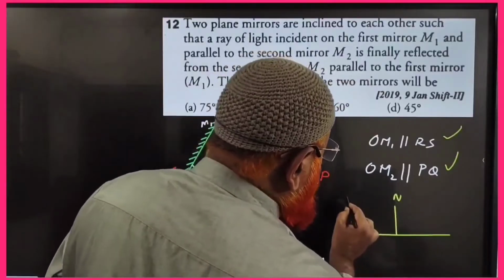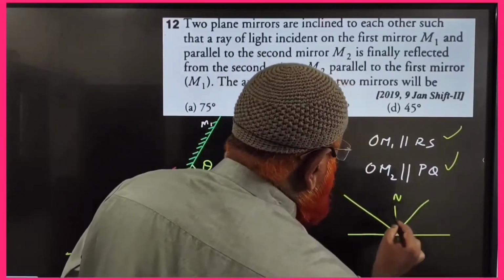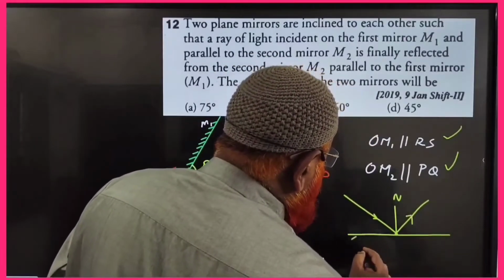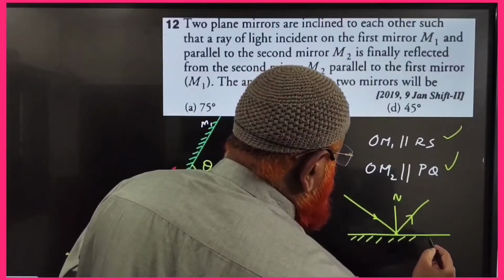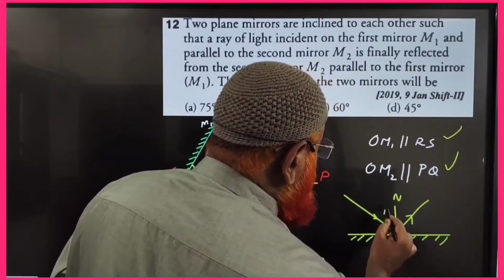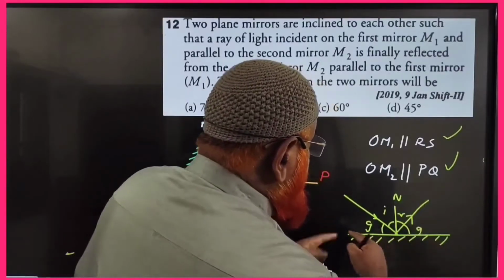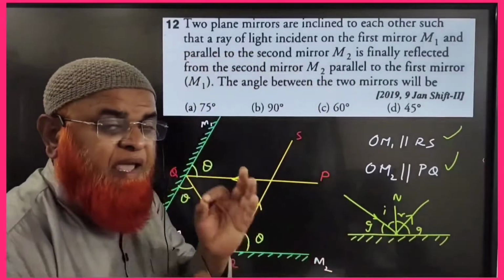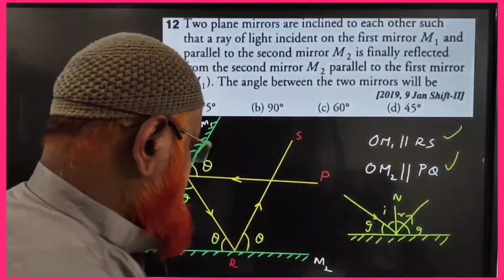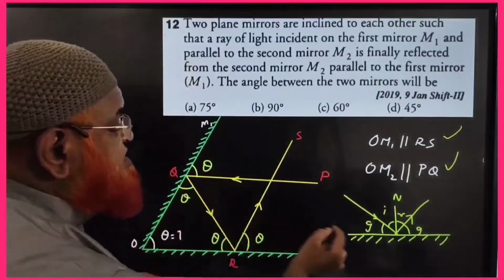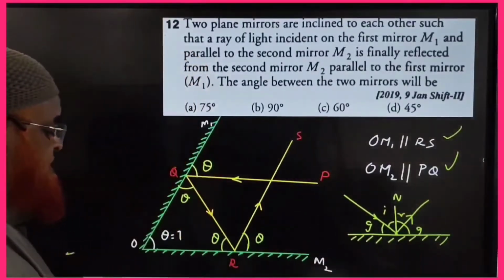If this is the normal, a light ray enters, strikes and reflects back like this, and this is going to be the mirror. So this is angle of incidence, this is angle of reflection. These two are called glancing angles, and they are always the same in the concept of reflection. So therefore these two are the same, because these are just like glancing angles here.